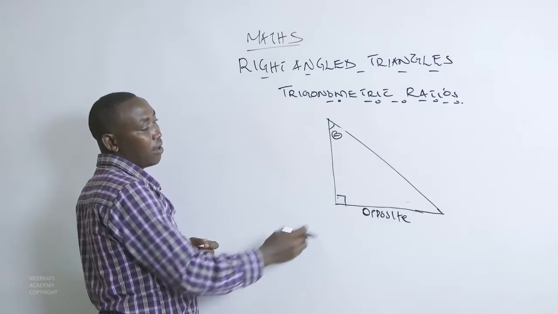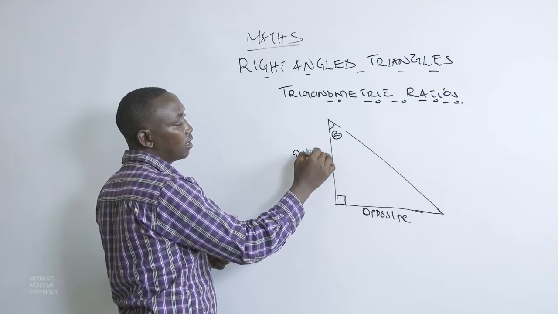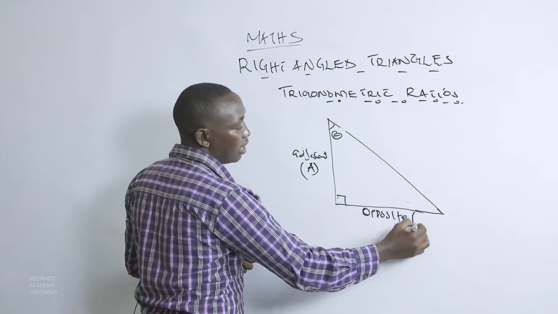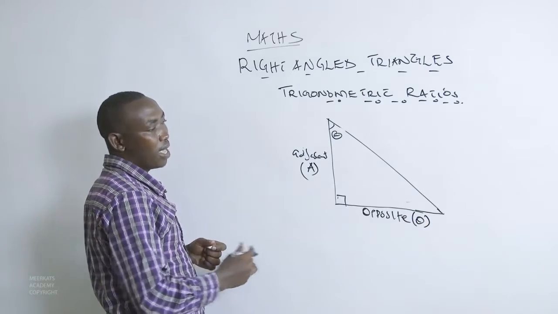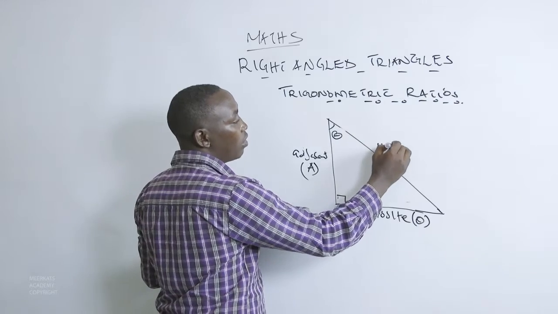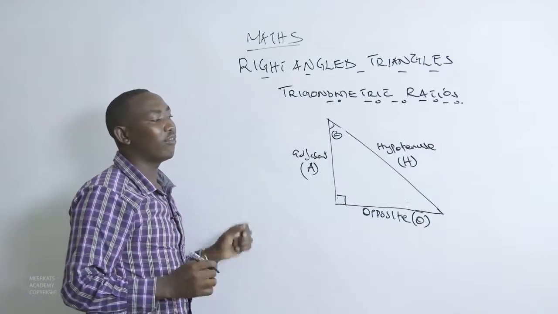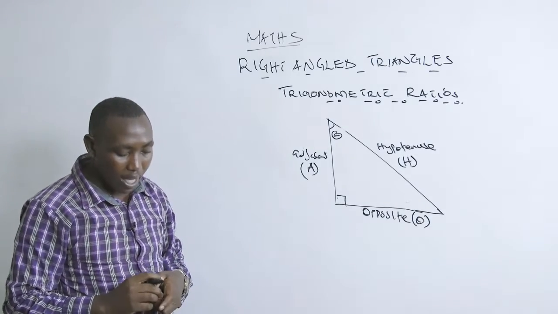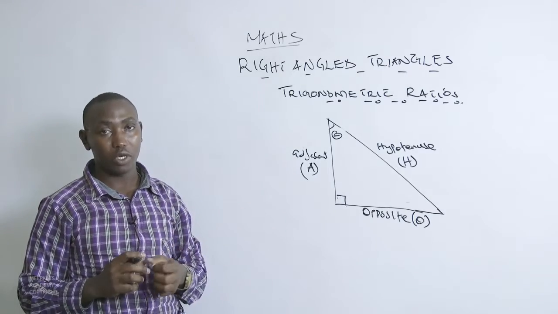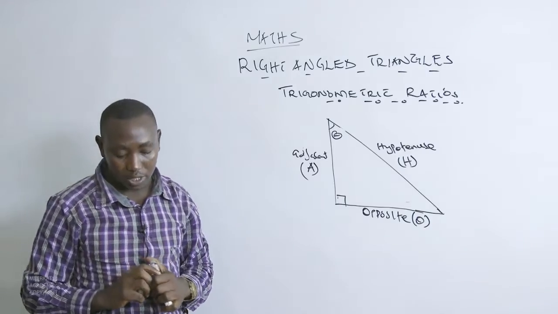Adjacent to this angle theta is this particular side, and therefore it will be called the adjacent side, normally denoted by capital A. This is normally denoted by a capital O. Then of course the longest side of a right angle triangle will remain to be called the hypotenuse. In this case we refer to it as capital H. Now there are three main trigonometric ratios that we are going to introduce. That is the things to do with sine, cosine, and tangent.